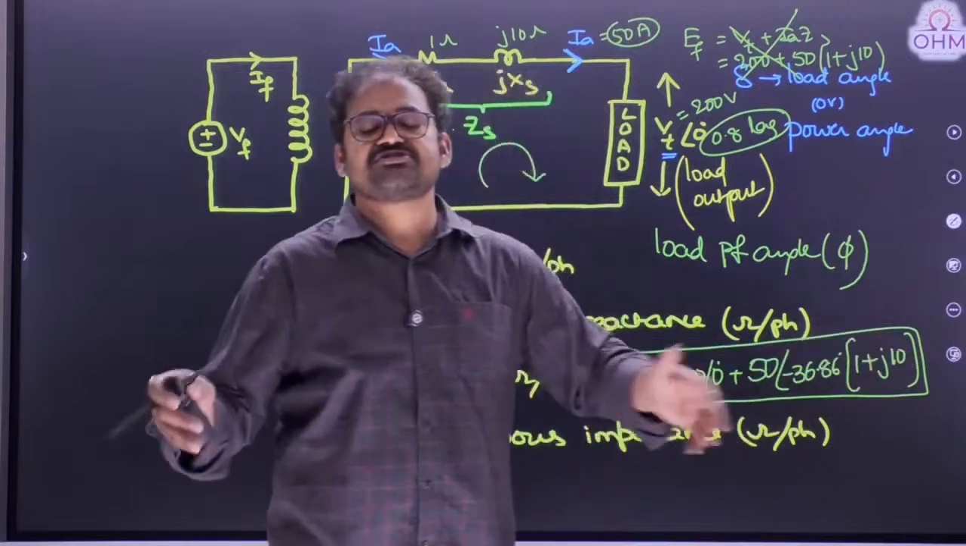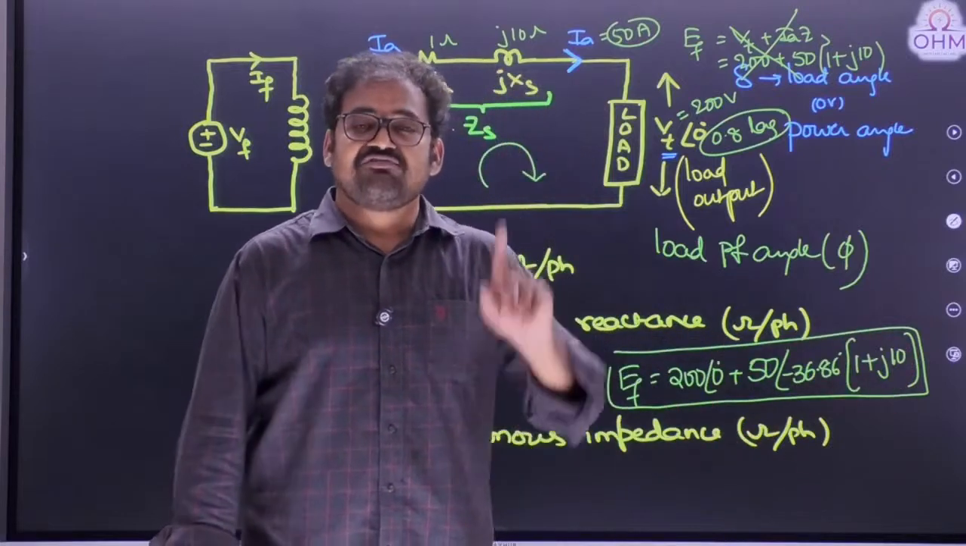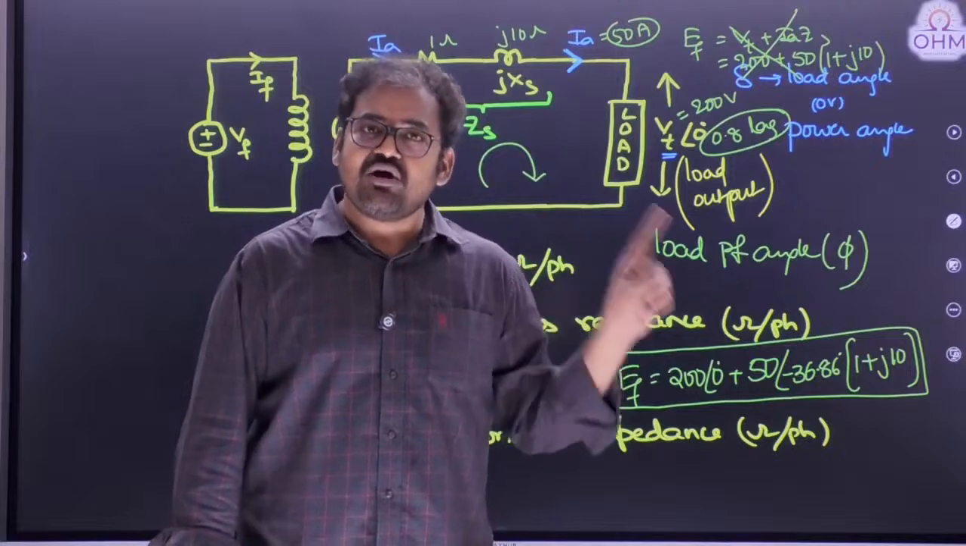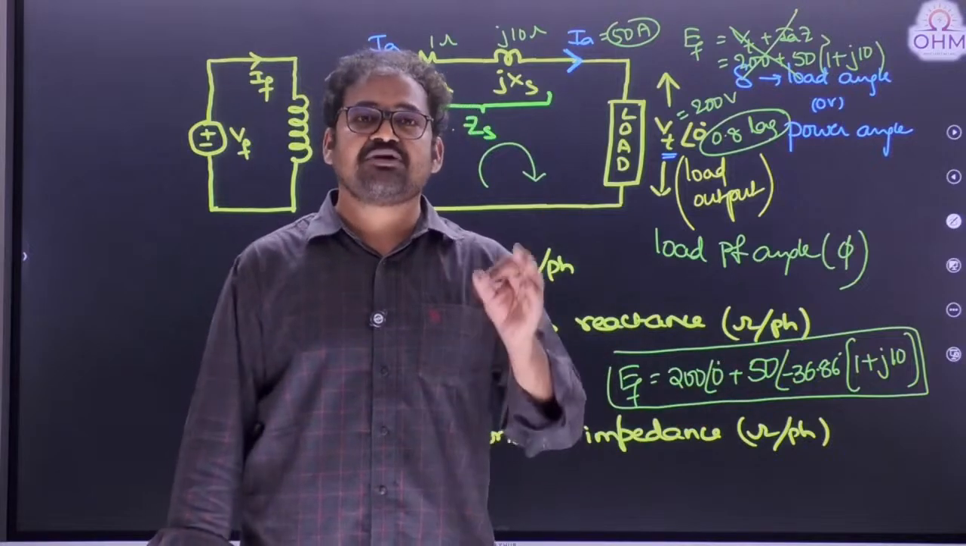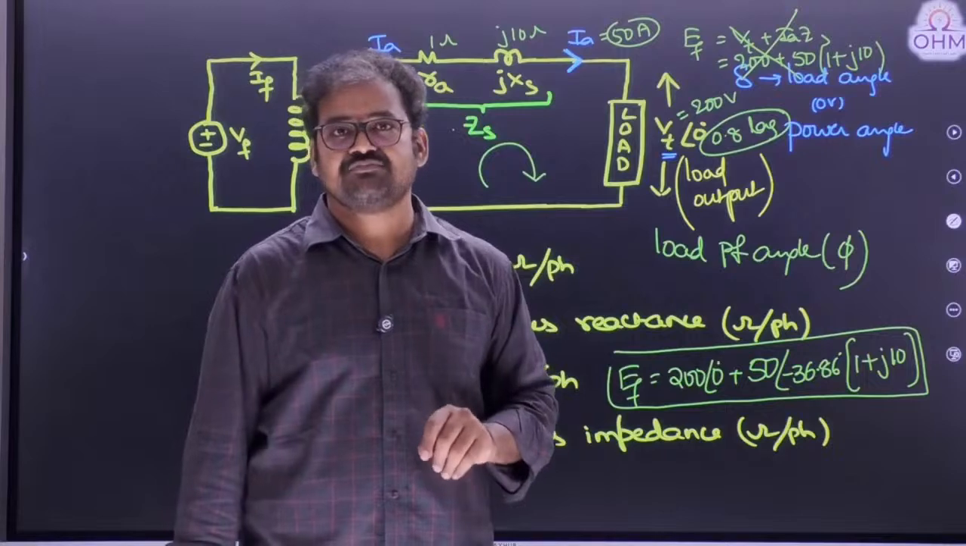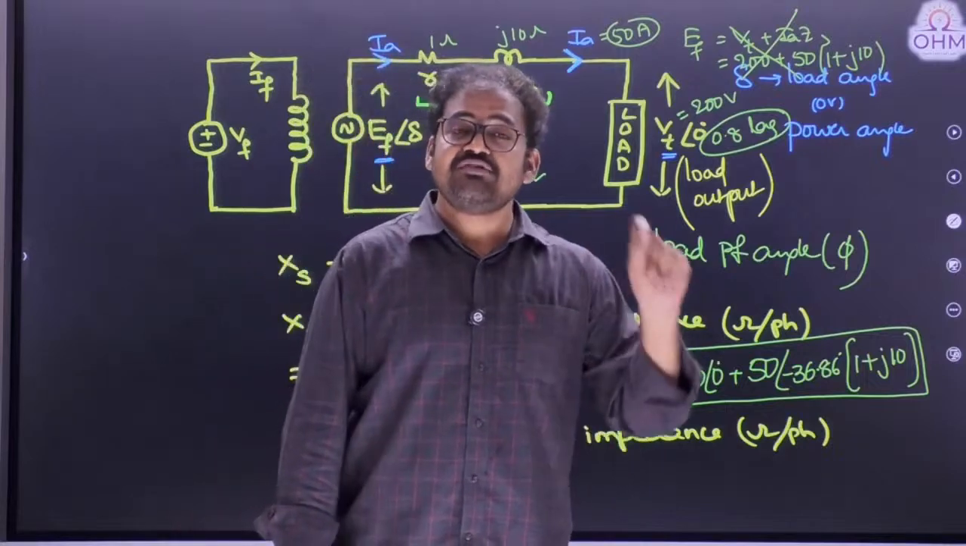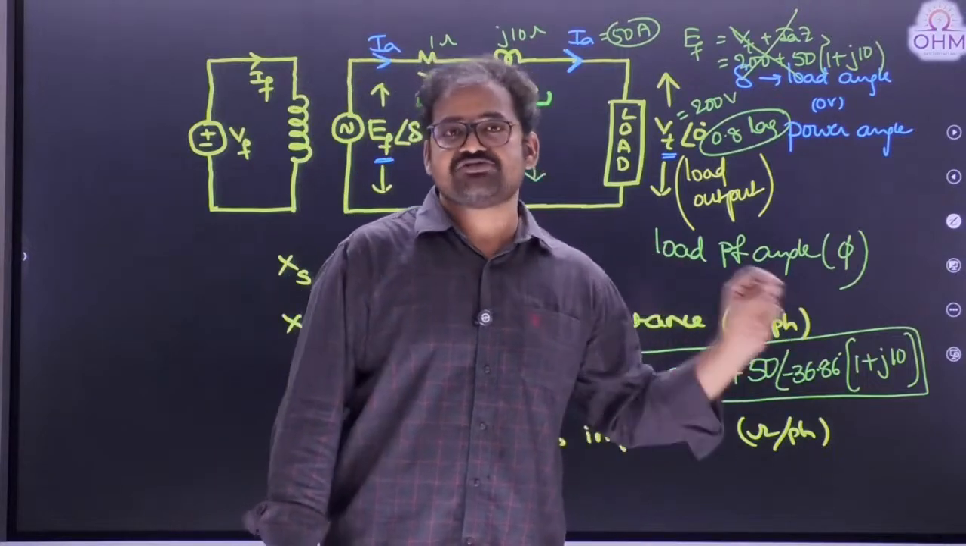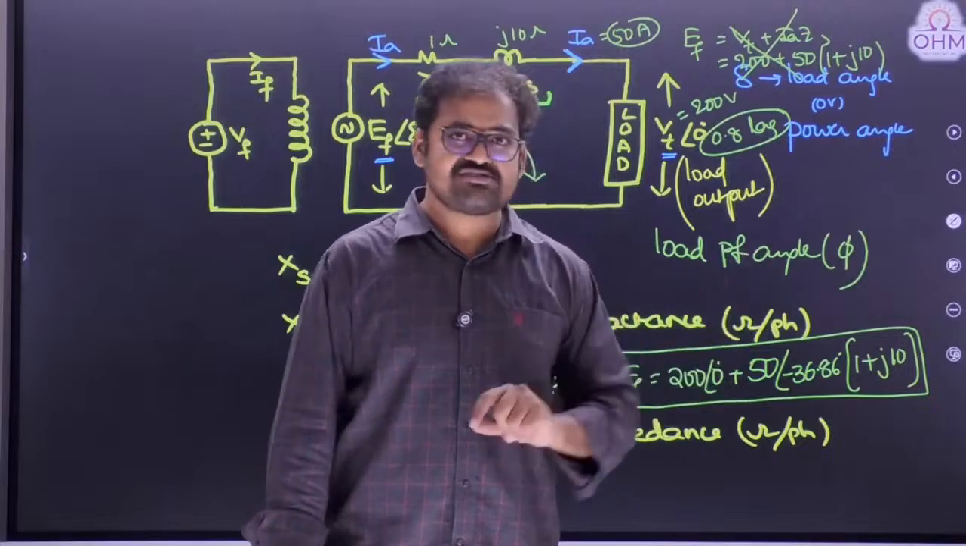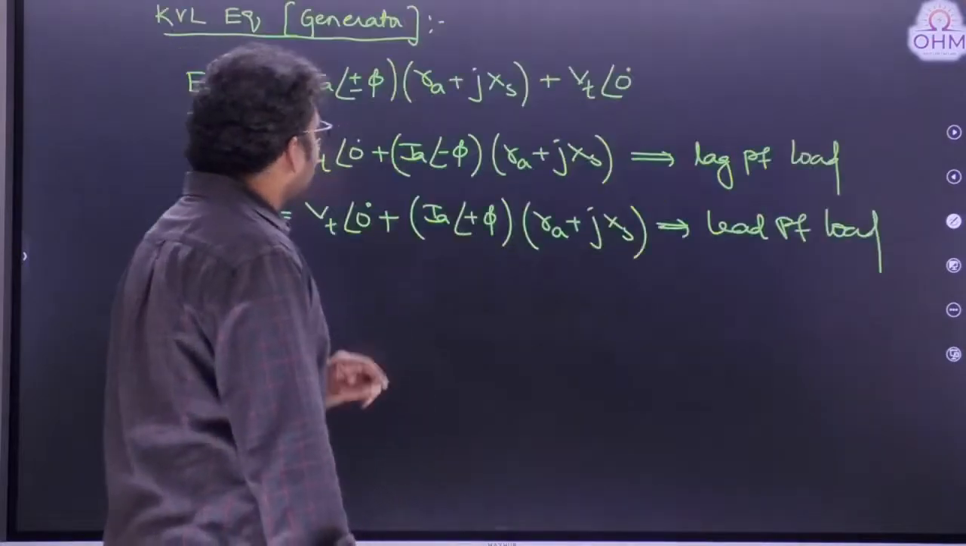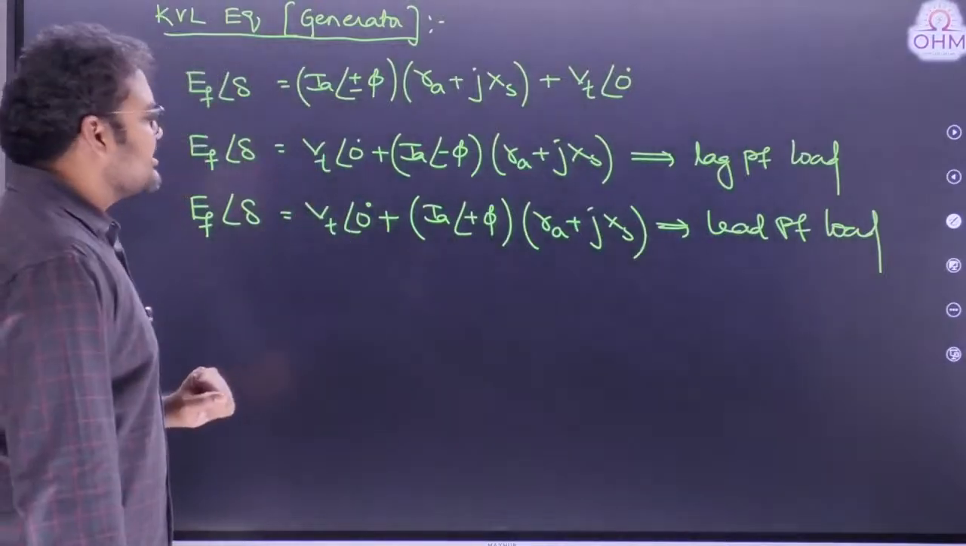It will increase the calculation length. That is why the wise decision is always solving these kinds of KVL equations from the phasor diagram. From the phasor diagram, it will become much easier for you to solve such equations. Okay, we will see the phasor diagram also. Anyway, this is the KVL equation for the generator.